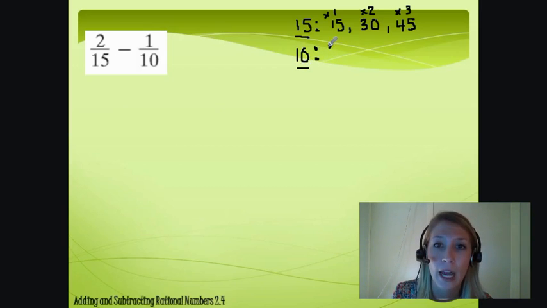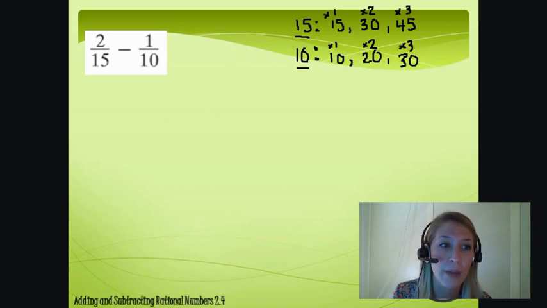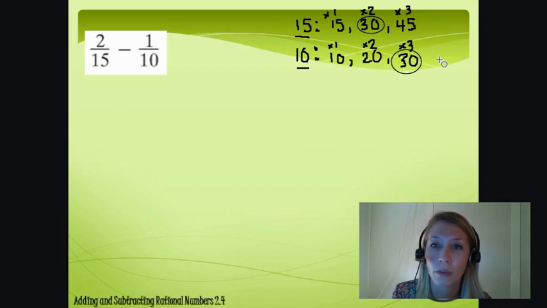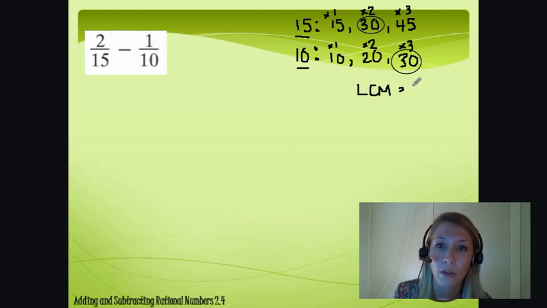So we have 10 times 1, which is equal to 10. 10 times 2, which is 20. 10 times 3 is 30. So here I am able to identify that the least common multiple of 15 and 10 is 30. So the LCM equals 30.